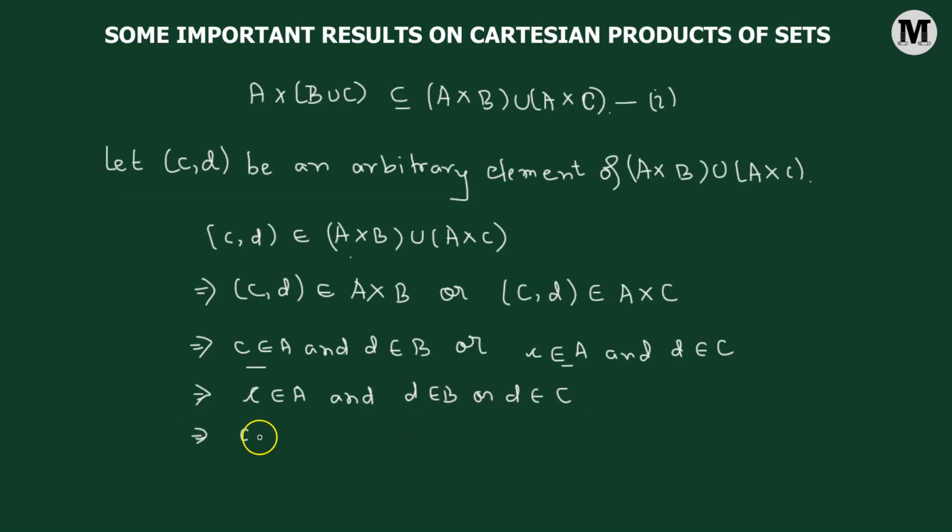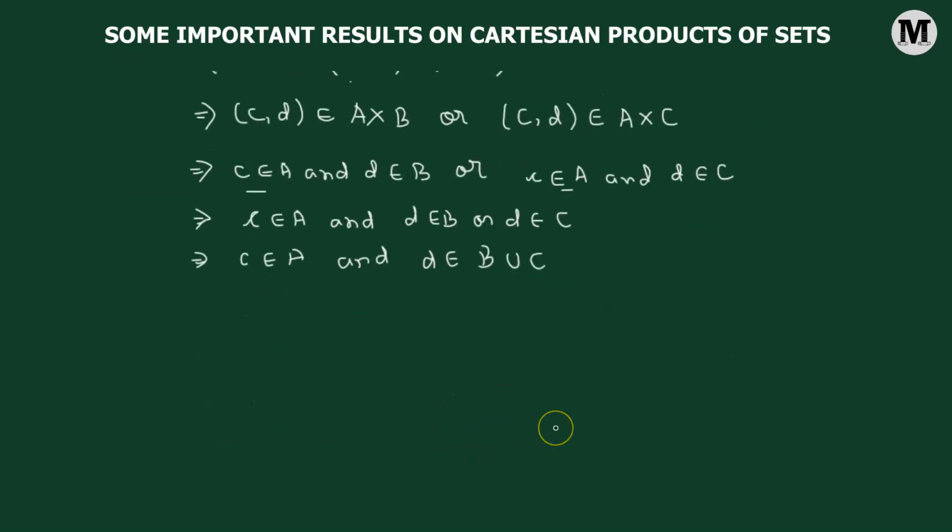Fine. So which means we have c belonging to the set A, and we have d belonging to the set B union C. So d belonging to B or d belonging to C simply means d belongs to B union C. Now when we combine this, it tells us that c belongs to A and d belongs to B union C, which means our ordered pair (c, d) is going to belong to the Cartesian product of A and B union C. So c belongs to the first set, which is A, and the second element d belongs to the second set, B union C. This is how we have rewritten the statement.